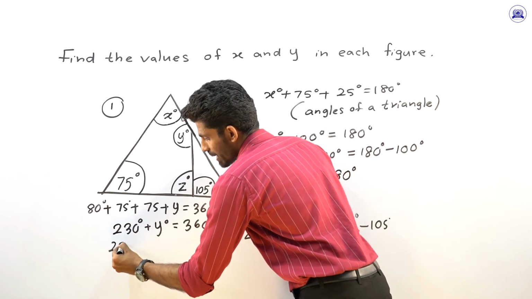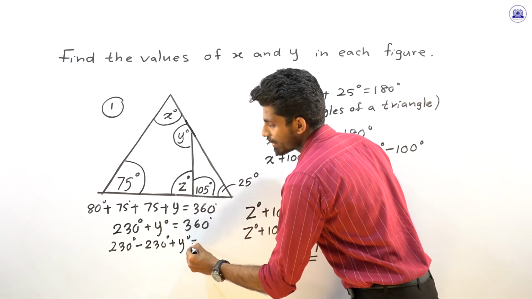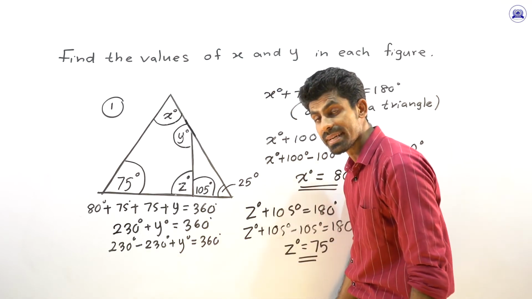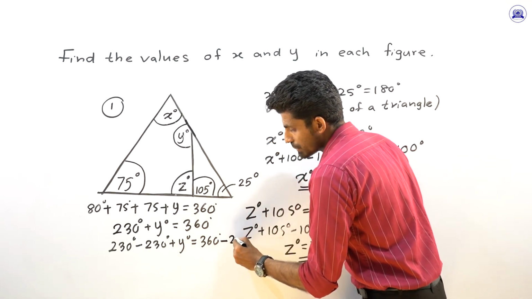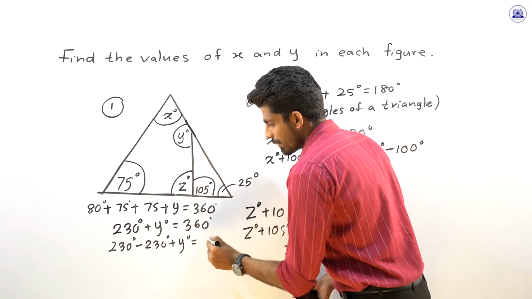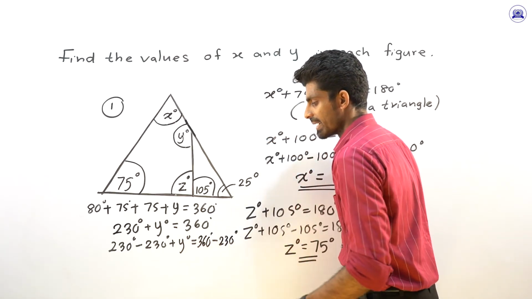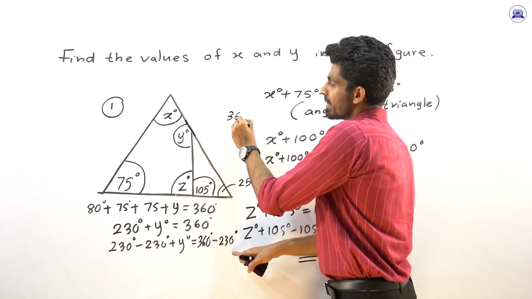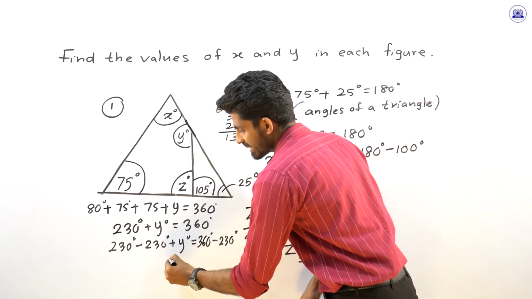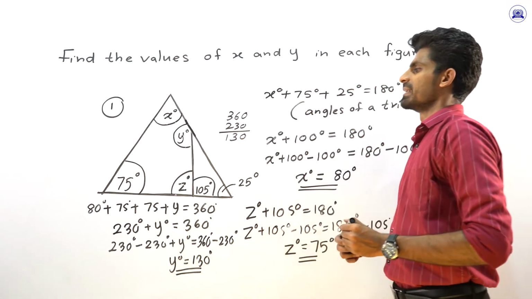Then 230 minus 230 plus y equals 360 minus 230. Then 230 and 230 will be cancelled out. So minus 230, right? So I will write down this one. 360 minus 230. So 130. Y equals 130, right?